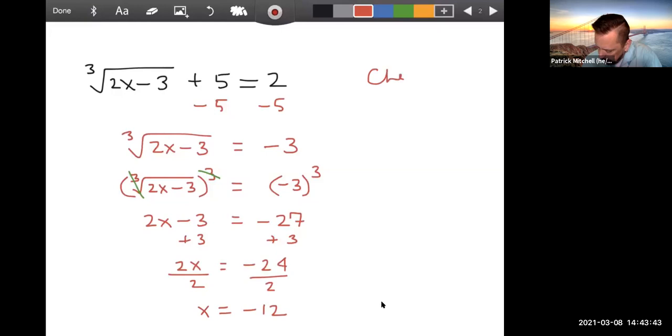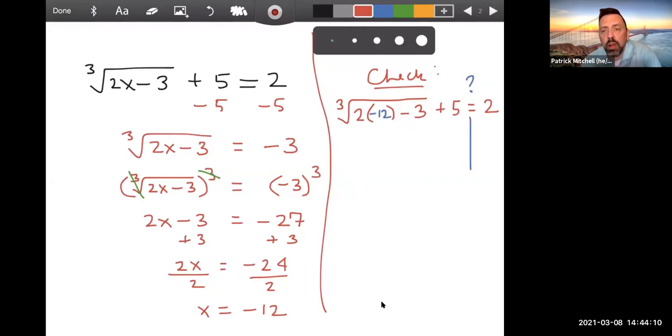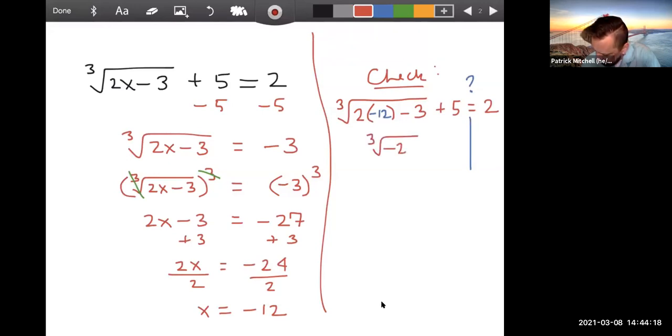Let's check that in the original equation. So on the left side, I have the cube root of 2 blank minus 3 plus 5 equals 2. So I want to know, does that work out when I put a negative 12 in the blank? Well, 2 times negative 12 is negative 24. Negative 24 minus 3 is negative 27. The cube root of negative 27 is negative 3. And of course, negative 3 plus 5 is 2. Woohoo! All right, so the solution of this equation is negative 12.